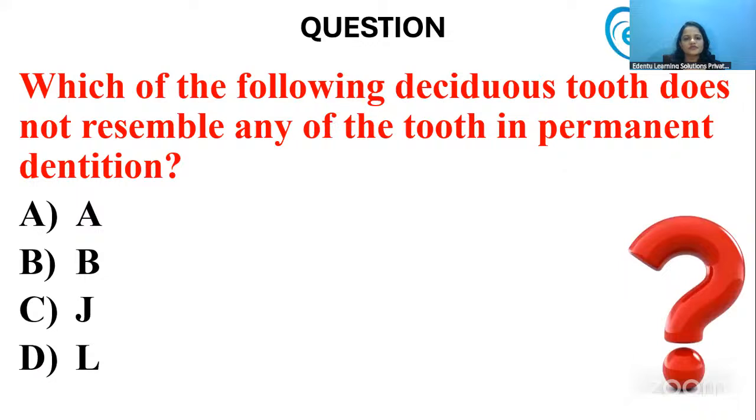Now next, which of the following deciduous teeth does not resemble any of the teeth in permanent dentition? According to the universal numbering system, the deciduous teeth are denoted here. Is it A, B, J or L? First you need to understand which teeth belong to which category, and then choose the correct answer. Which can it be?